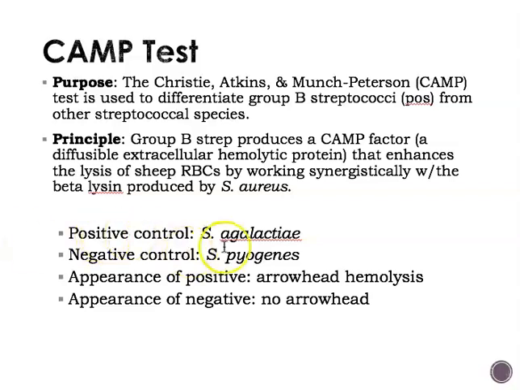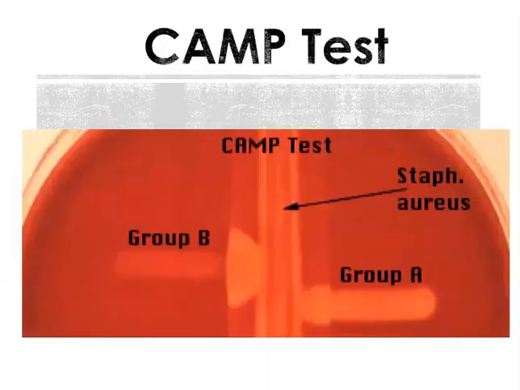The positive control is group B strep or Strep agalactiae, because that's the organism that we're trying to prove with this test. Negative control is Strep pyogenes or group A strep. And we looked at this picture previously also. So you have to set it up with your Staph aureus control organism. You're doing a streak of that up and down the center of the plate. Your positive control is your group B strep. So you streak it right up to the edge of that staph without actually touching it. Do the same thing with your group A. Do the same thing with your patient, and then incubate, come back the next day.